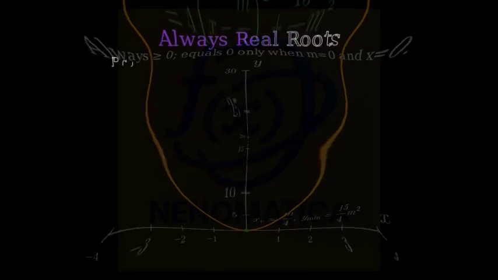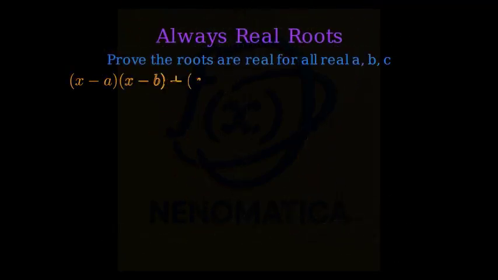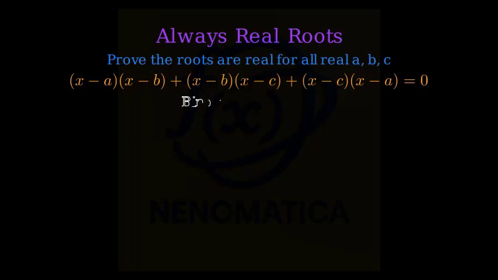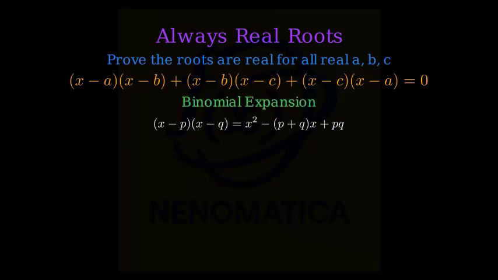Example, if a, b, and c are real numbers, prove that the quadratic equation (x minus a)(x minus b) plus (x minus b)(x minus c) plus (x minus c)(x minus a) equals 0 always has real roots. Step 1. Expand and simplify.